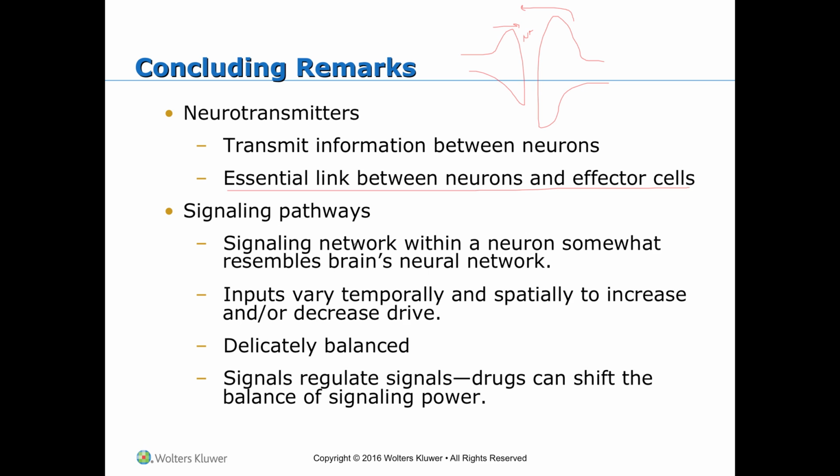So signaling pathways, our signaling network within a neuron, somewhat resembles the entire brain's neural network. Inputs can vary temporally, or based on time, and spatially based on space, to increase or decrease particular neuronal drives. And this is again delicately balanced, where you don't have too much inhibition or too much excitation, and in certain clinical cases when you have too much excitation or inhibition, you're able to understand why or how that's occurring when this balance is disturbed. And then signals help to regulate other signals. So drugs can actually shift that balance of signaling power between too much excitation or too much inhibition, or also too much neurotransmitter being released or not enough transmitter being released.